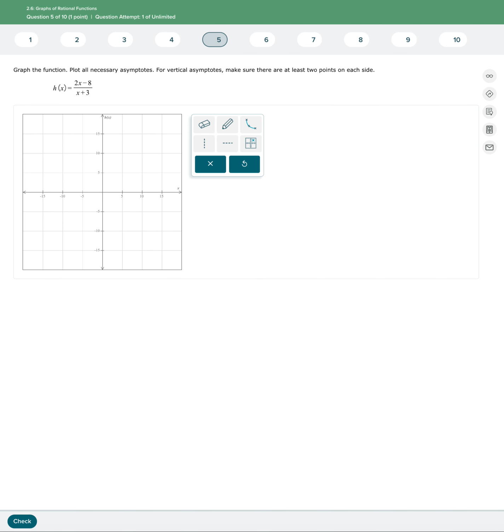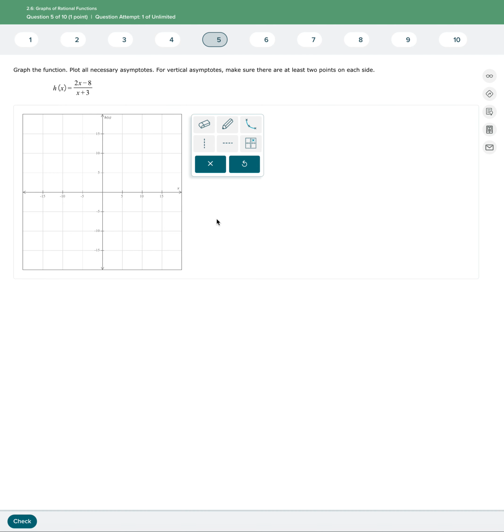Let's take a look at this problem asking us to graph a rational function in Alex. So basically we want to make sure we understand that we have to plot all of the asymptotes. That would be horizontal, vertical, and possibly slant asymptotes. For the vertical asymptotes, we have to make sure we have at least 2 points on each side. So however many vertical asymptotes you have, you have to have 2 points on each side.